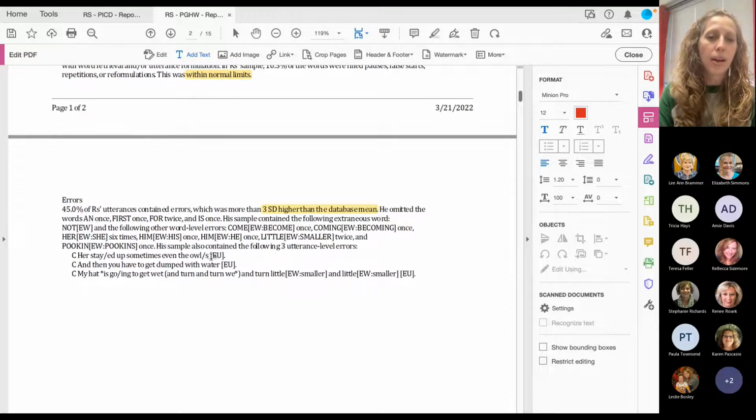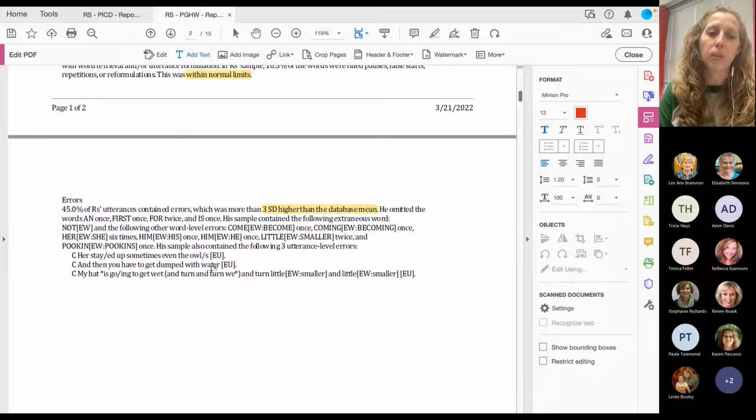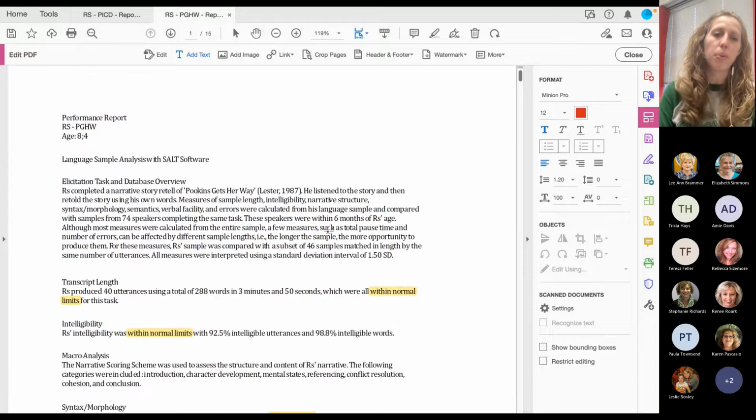Little for smaller, and then said the name of the character wrong once. So from that, I'm even pulling, ooh, it kind of sounds like maybe we've got a little bit of dropping out of smaller words or unstressed syllables, and that he is using pronouns incorrectly. So that is his narrative sample.